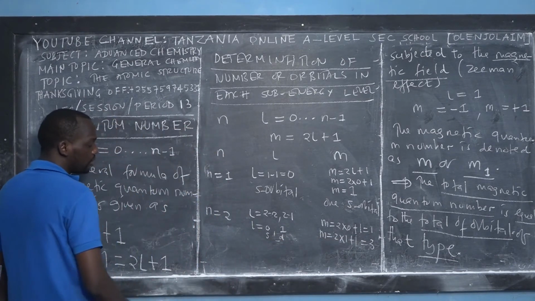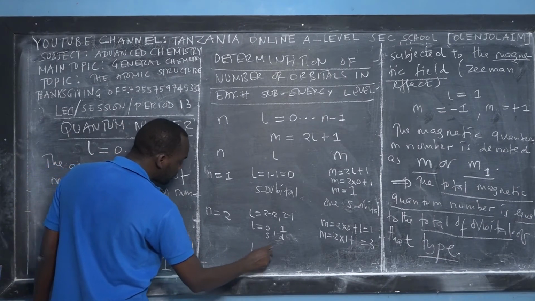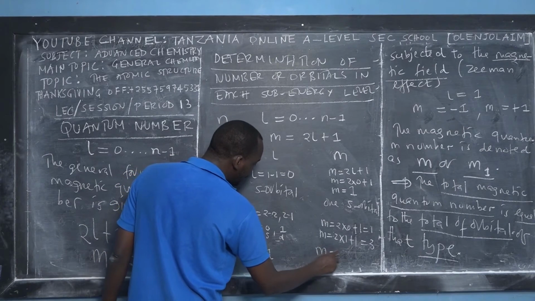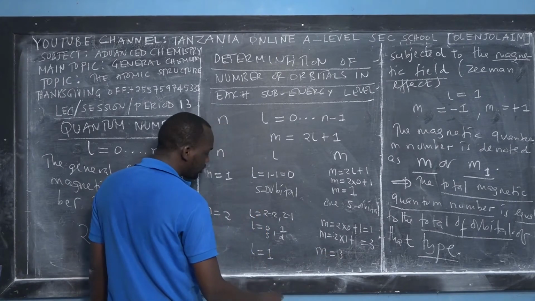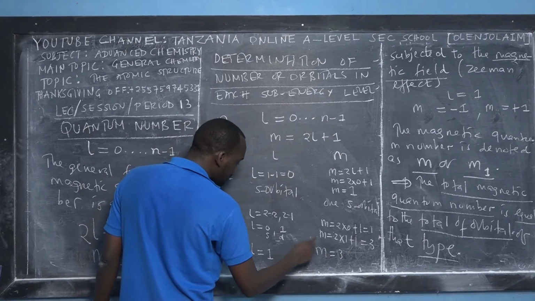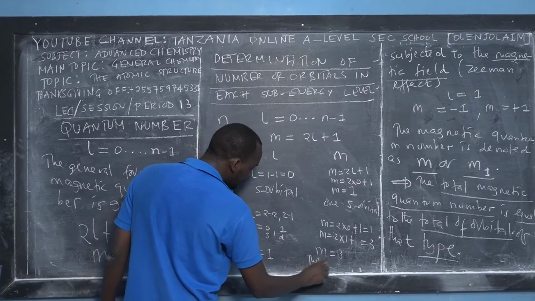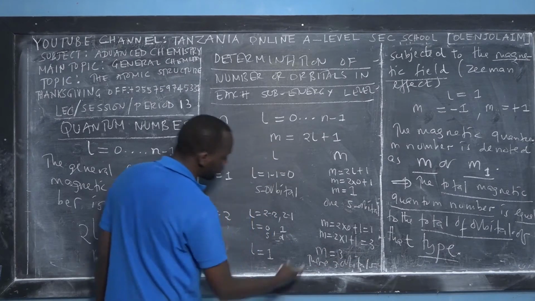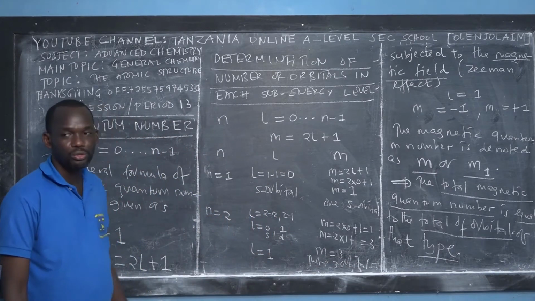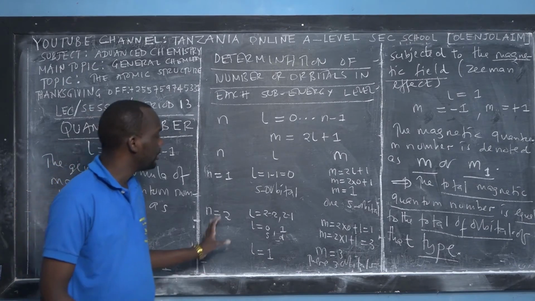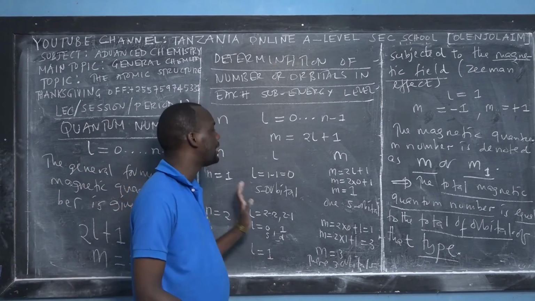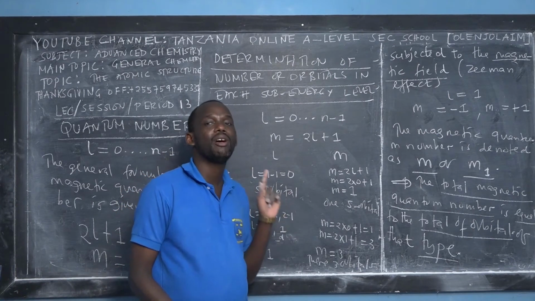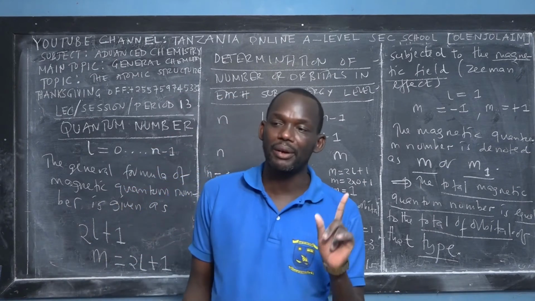What does it mean? When L is equal to 1, the magnetic quantum number is equal to 3, and this means that there are three orbitals. That's why we say the magnetic quantum number shows the number of orbitals. That's what I told you at the beginning: it shows us the number of orbitals contained in one sub-energy level.